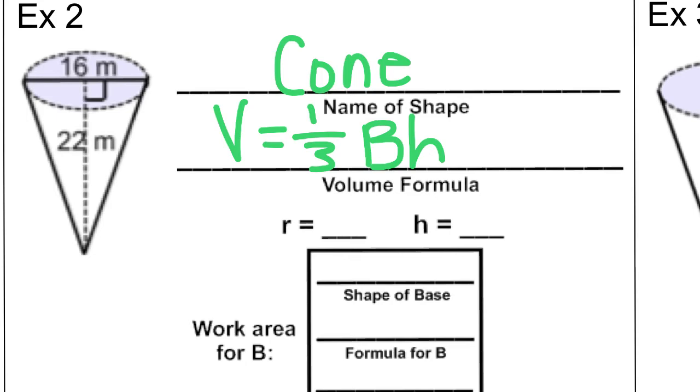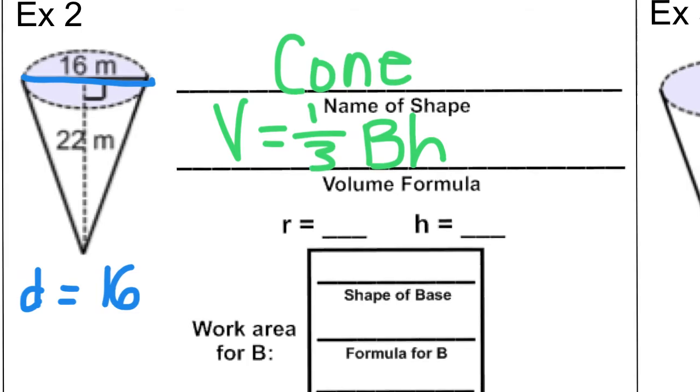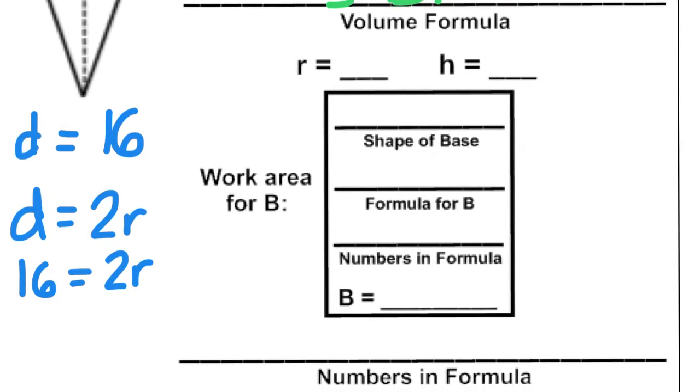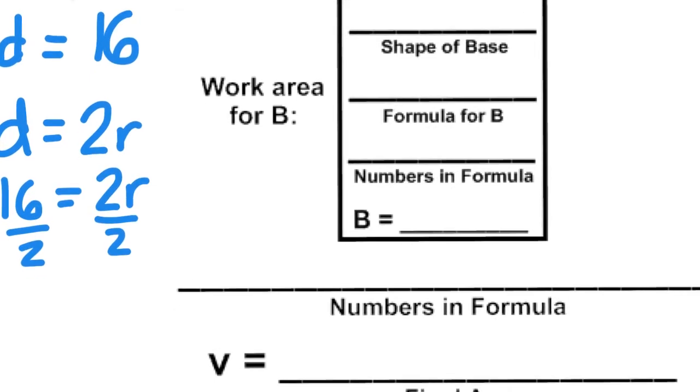Now let's look at the radius. First of all, they don't give us the radius here. This goes all the way across. So the diameter is 16 meters. Now the diameter is also equal to 2 times the radius. So since we know the diameter is 16, we can find out the radius by dividing by 2. So the radius in this case would be 8.